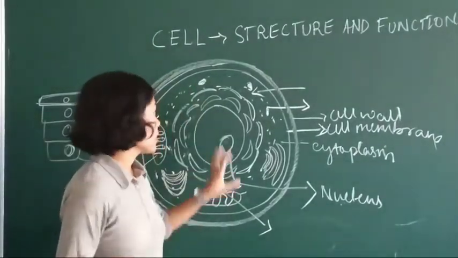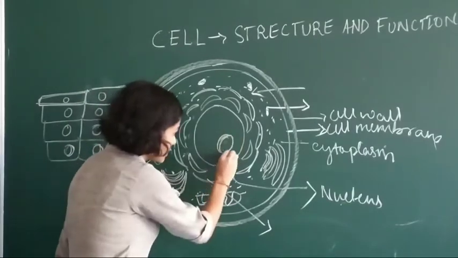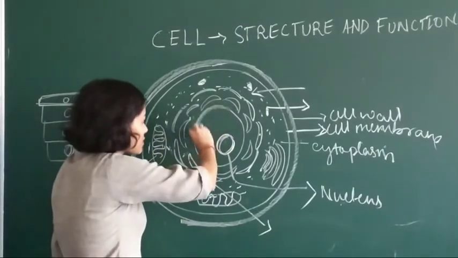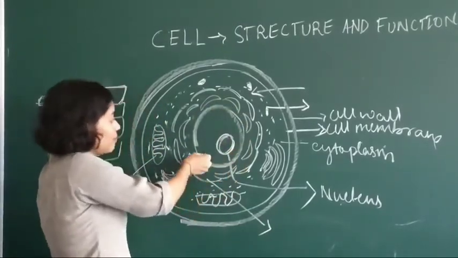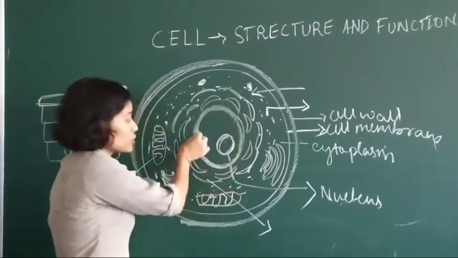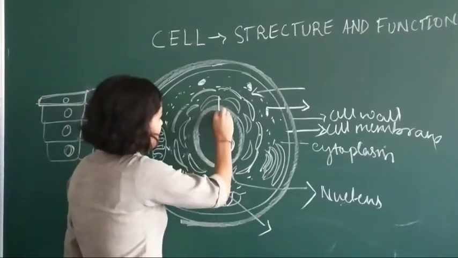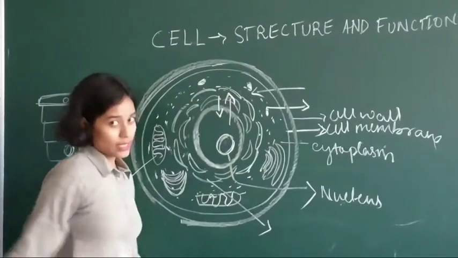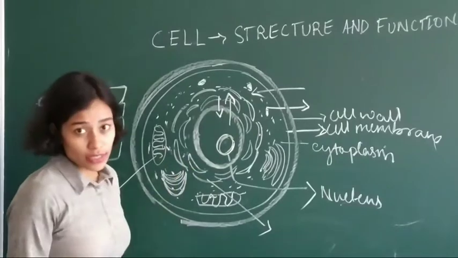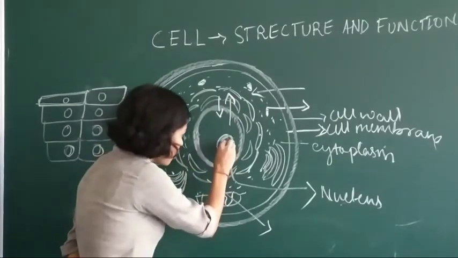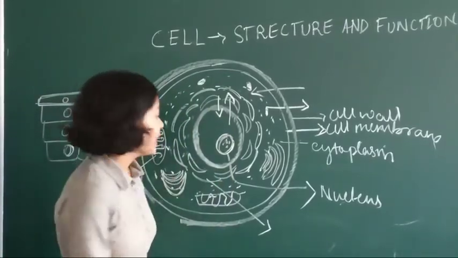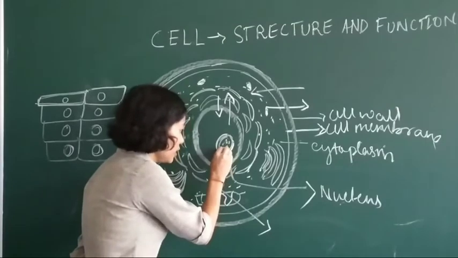Now we will discuss the nucleus. See here, this one is the nucleus, and the nucleus is surrounded by a layer of membrane called the nuclear membrane. It is also porous. It allows material to come inside and go outside. If you take out this nucleus and observe it under a microscope, you will find a small round structure called the nucleolus, and some thread-like substances called chromosomes.